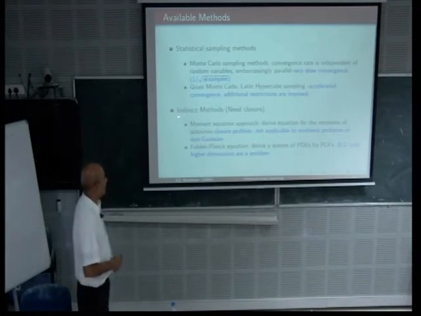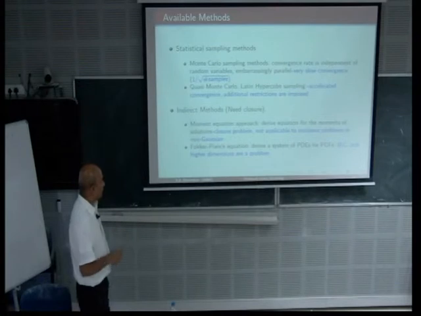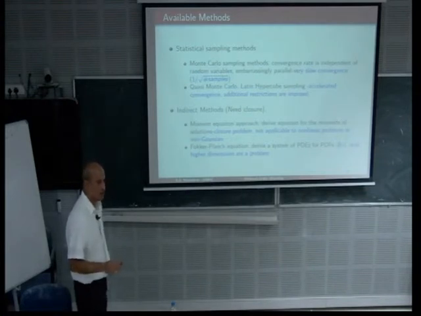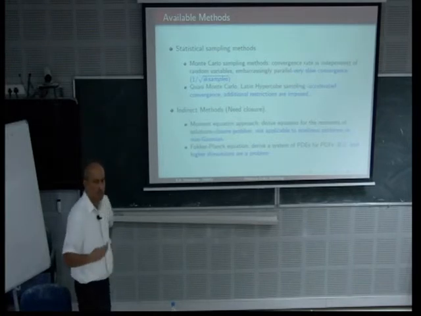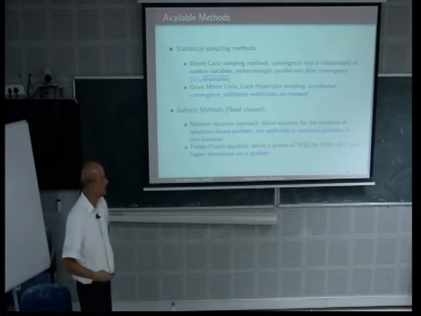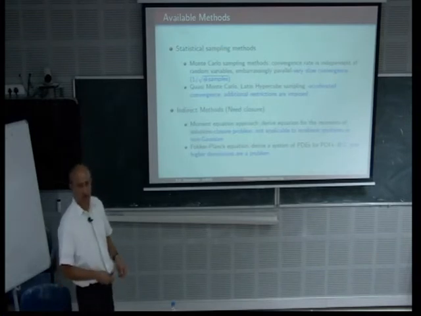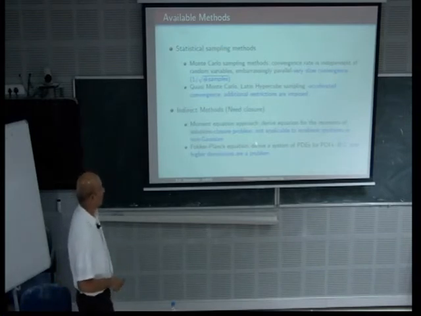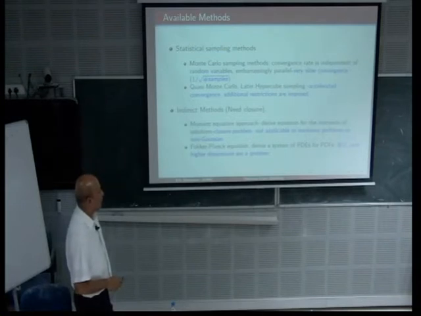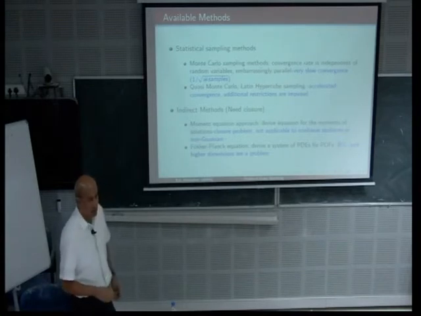Then there are indirect methods, for example, the moment equation approach. This derives equations for moments of solutions, means and variance and so on, higher moments. The problem with this approach is there is a closure problem. You can't close that. You keep on producing equations that involve more unknowns. So you keep on deriving more equations for the moments. That problem is there. And it is also not applicable to nonlinear problems, so if your random field is non-Gaussian.